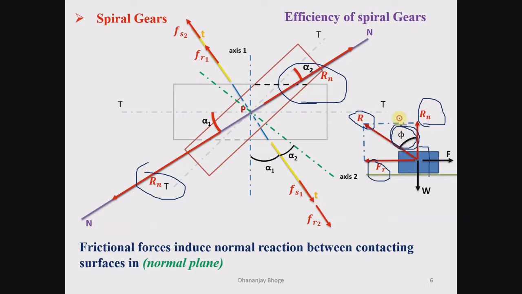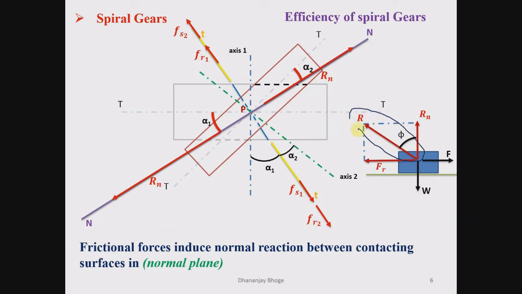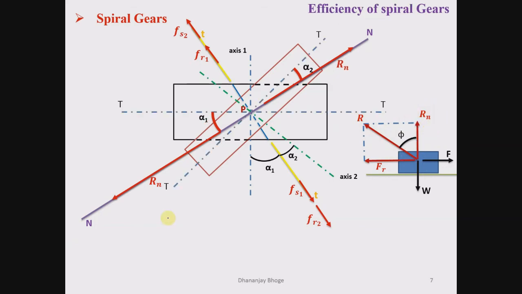Now we have to apply this for spiral gears. Okay, we have to apply this for spiral gears. So what we have, the total reacting force R will act along the plane which is inclined at angle phi to the normal force Rn. So let us draw this force.